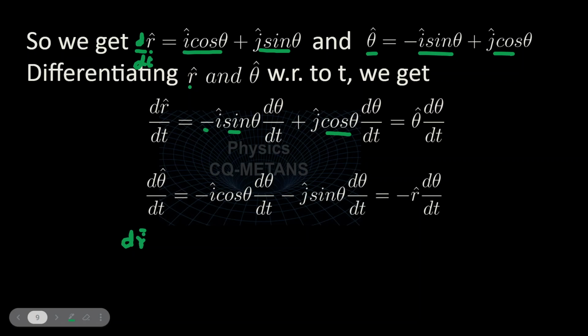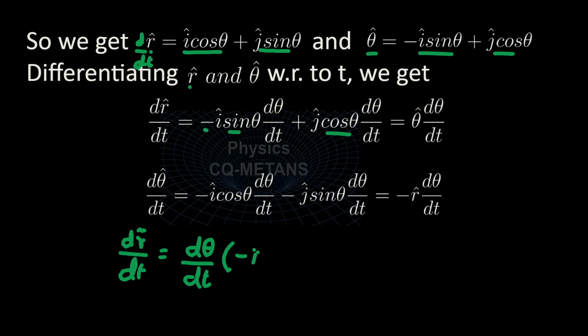Now if we just write this, dr cap by dt is equal to, if I take d theta by dt common, what we get is minus i sin theta plus j cos theta. This bracket term is nothing but theta cap. So we can write it as theta cap d theta by dt.